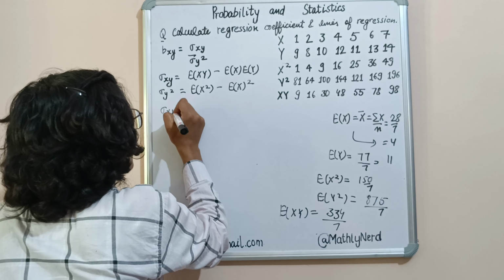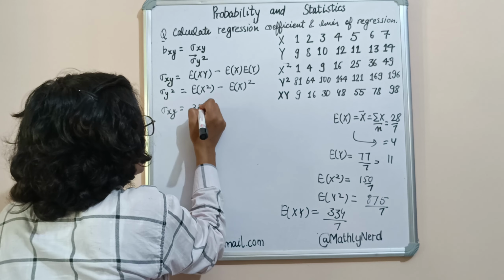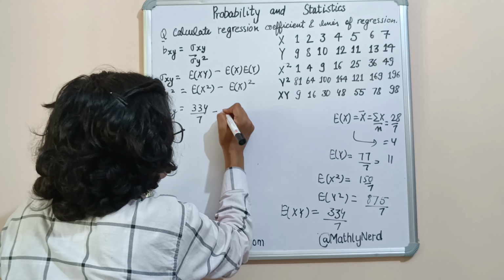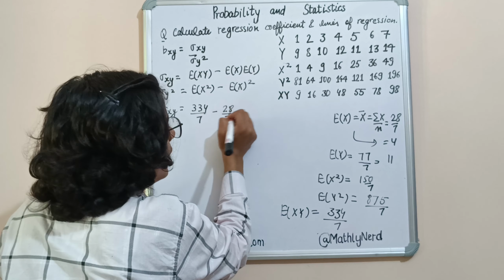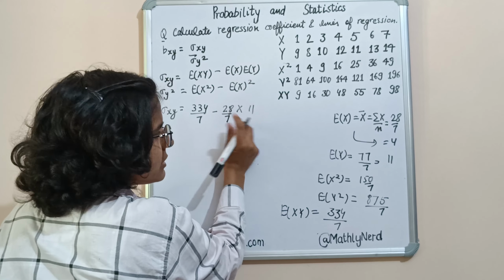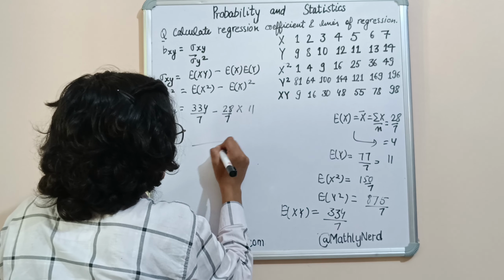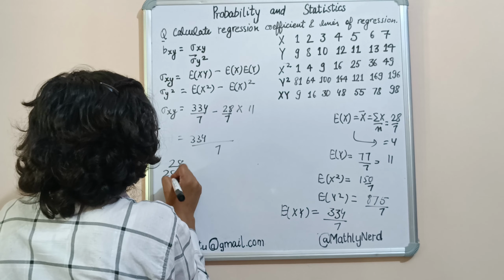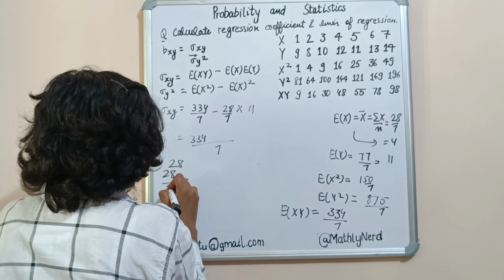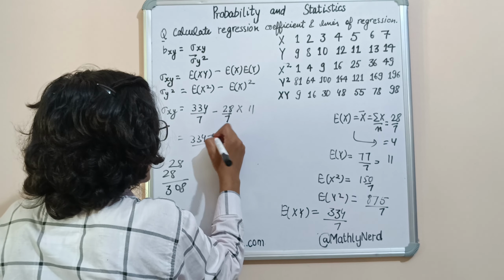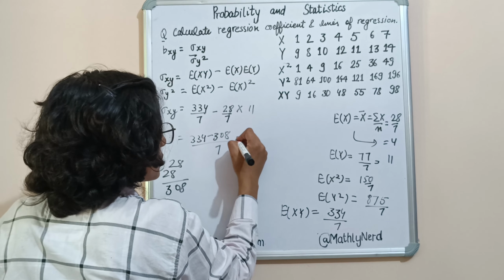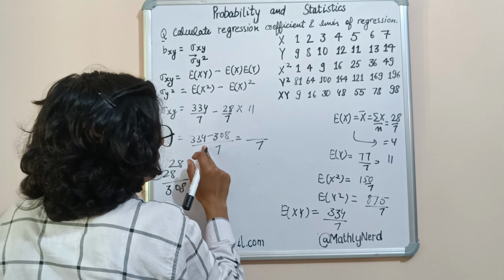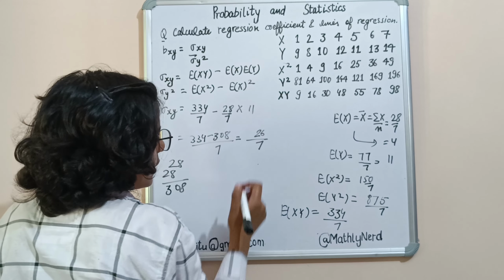So sigma xy will be E of xy, 334 by 7, minus E of x, 28 by 7, into E of y. We will just put this value, 11. So this will be 7, 334 and 28, 28. This will be 308 minus 308. So this will be 7 and 8, 26.